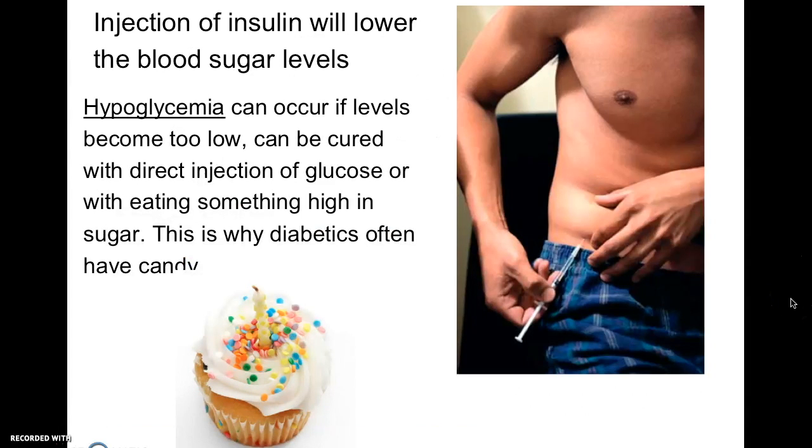Insulin is what you would use to lower blood sugar levels. Hypoglycemia will occur if levels become too low, and then you would inject yourself with glucose or go eat a cupcake.